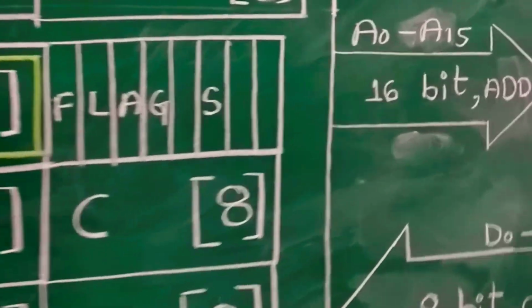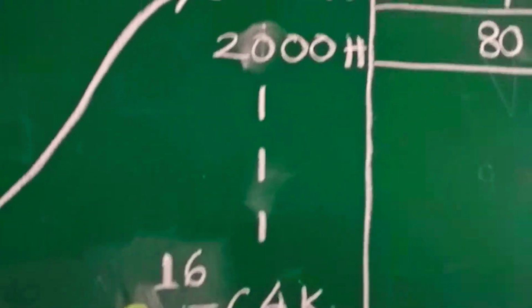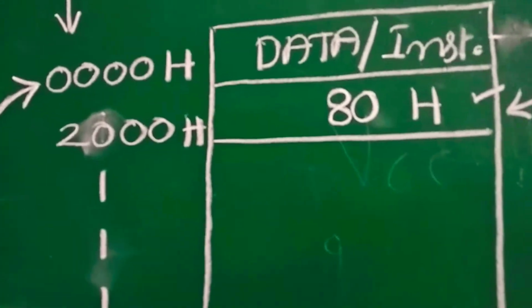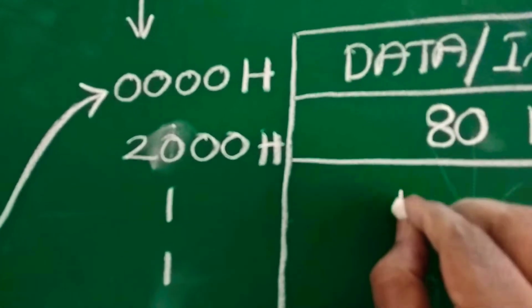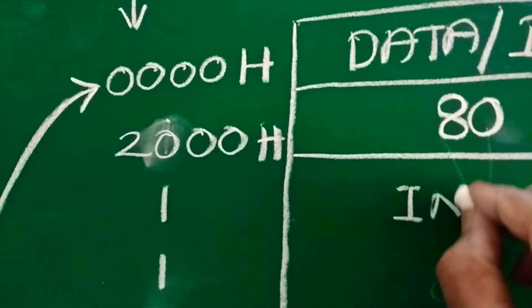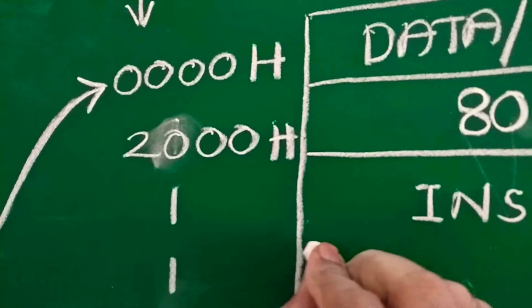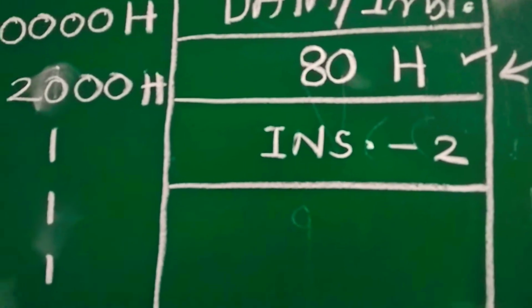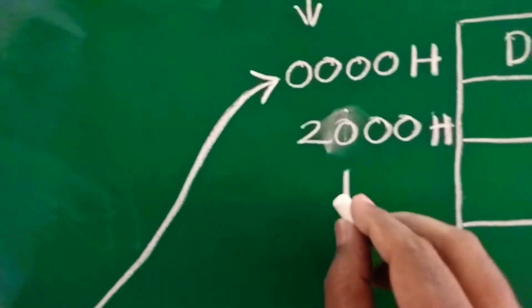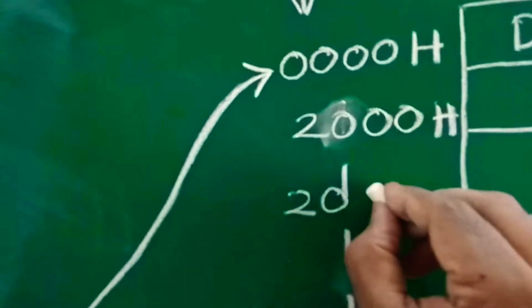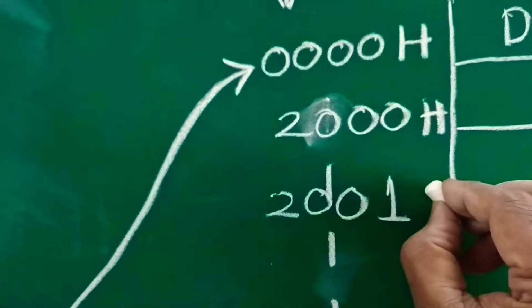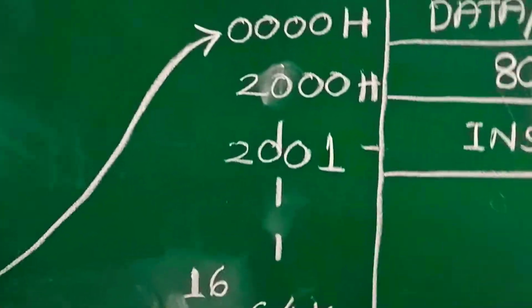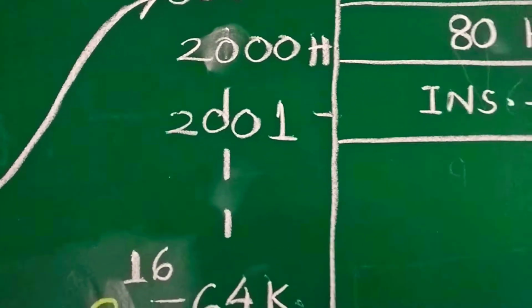Now suppose after this some other instruction is there, say instruction number 2, to be executed. Now for executing this instruction, the memory address must be 2001.